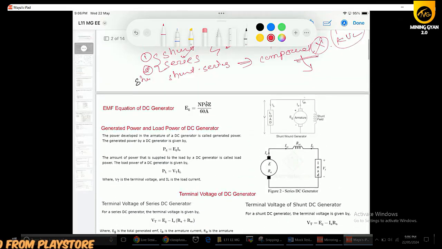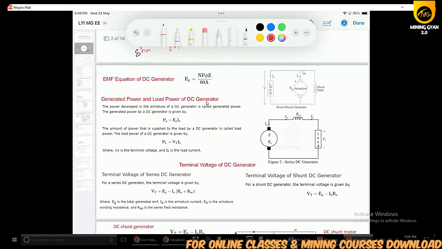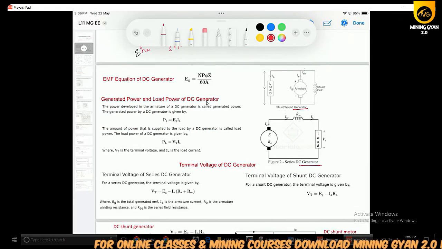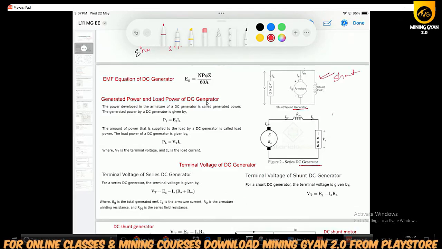Right, so you already know that the EMF equation of a DC generator will be this. This is the generated EMF, but in case of motor, the same equation will be called as back EMF. The back EMF will oppose its cause of creation. So let's just see generator only. This is the shunt type of generator, and this will be series type.